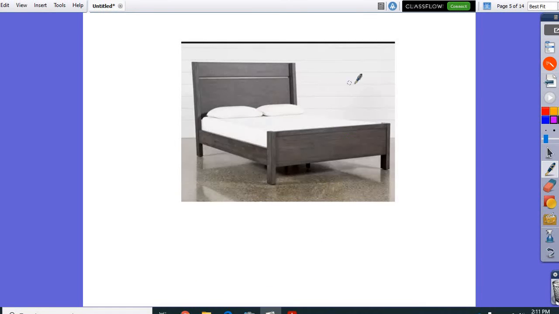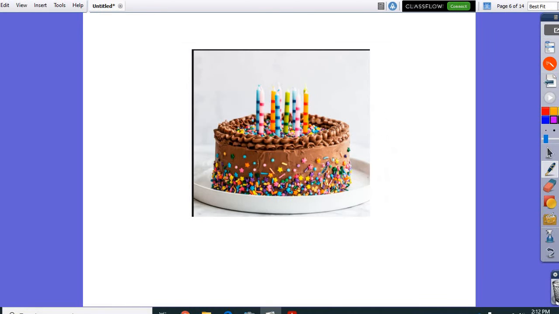So how many phonemes do you think you hear in bed? How many sounds? If you said 3, you're right because it also has 3. B, E, D. 3 sounds. What about cake? How many phonemes are in cake? Exactly. It also has 3. K, A, K. It has a K at the beginning and the end and an A sound in the middle. K, A, K. Very good.